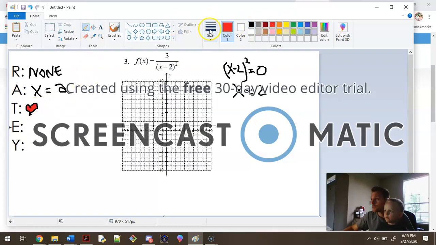And let's draw that in there. So at x equals 2, there's going to be that vertical asymptote.